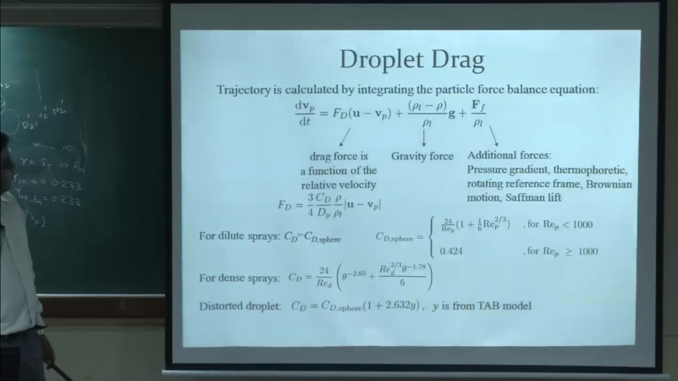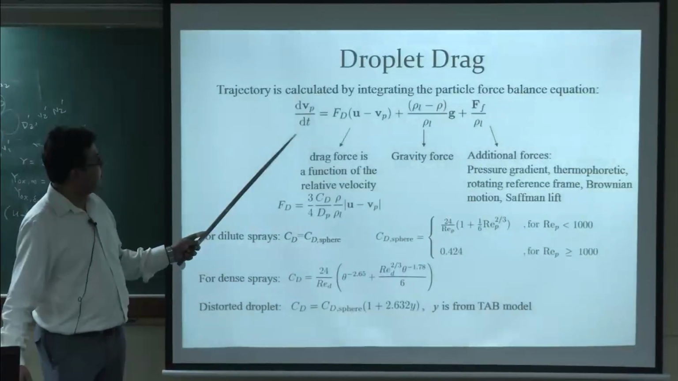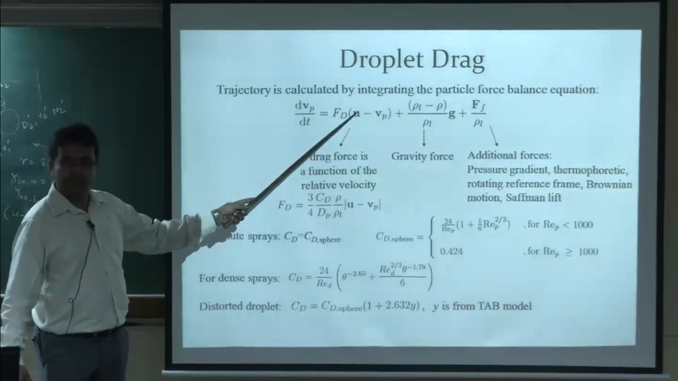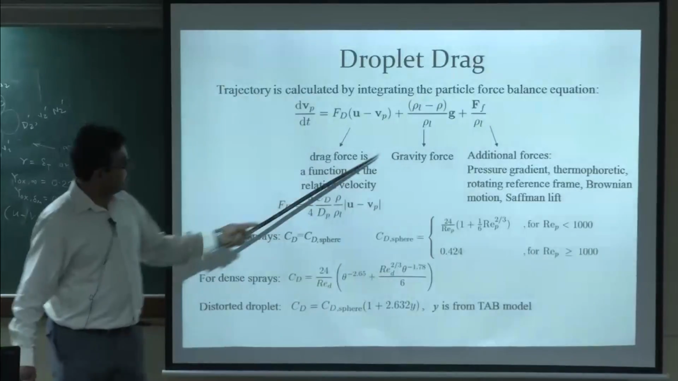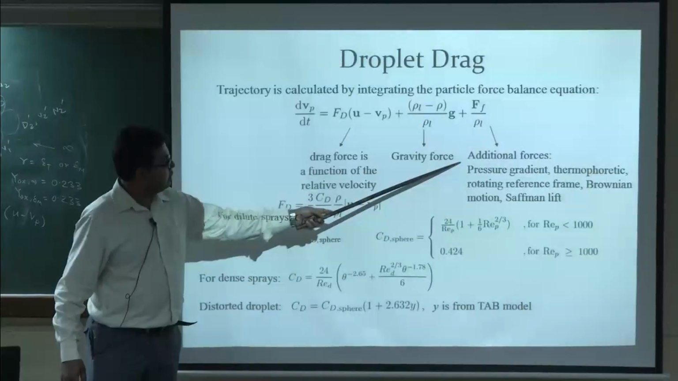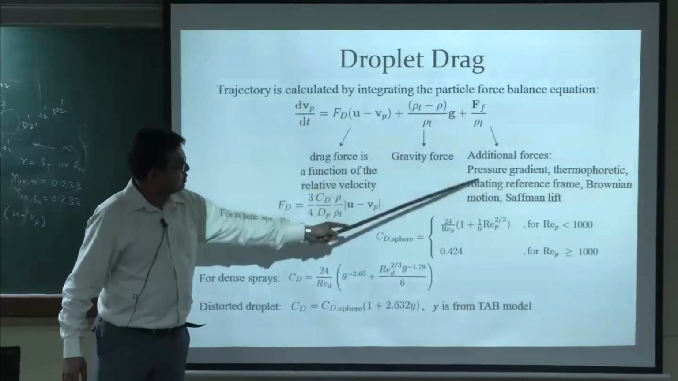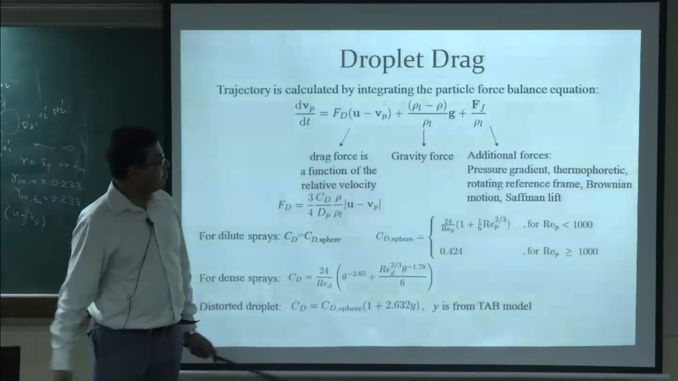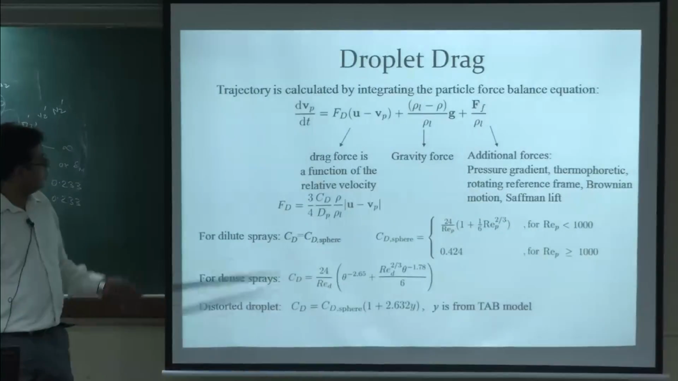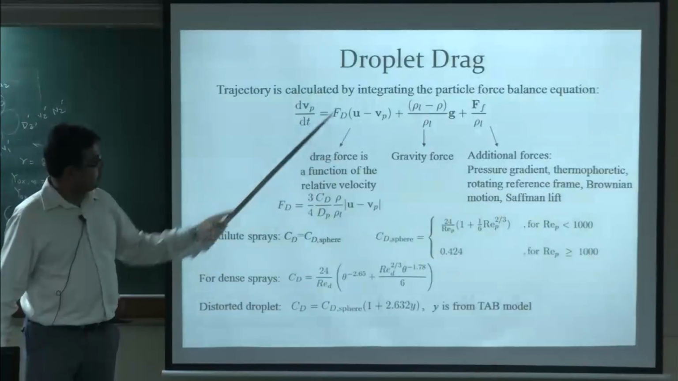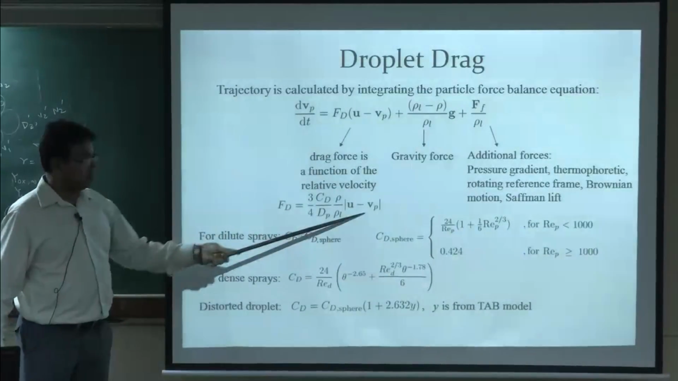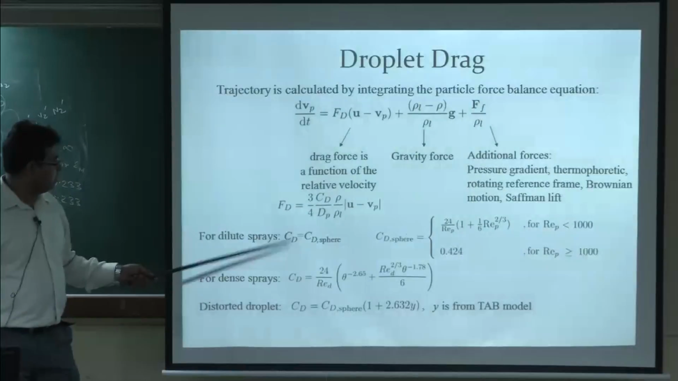So, the droplet drag. This is the change in droplet velocity, and this is the drag force that the droplet is experiencing. Then there could be the gravity force, when gravity is important, and additional forces due to several factors like the pressure gradient, thermophoretic effects, Chapman lift, Brownian motion, all these things. In numerical work, we mostly consider the drag force, which is basically expressed like this. CD is the coefficient that we need to calculate.